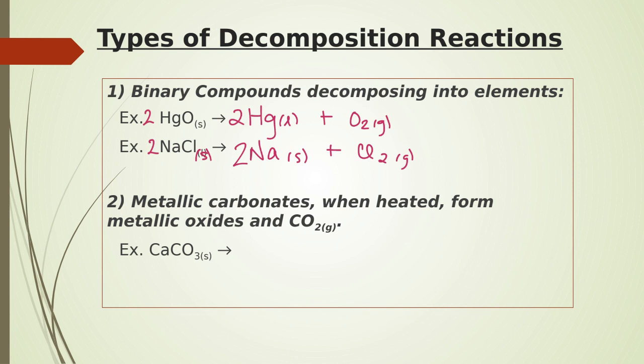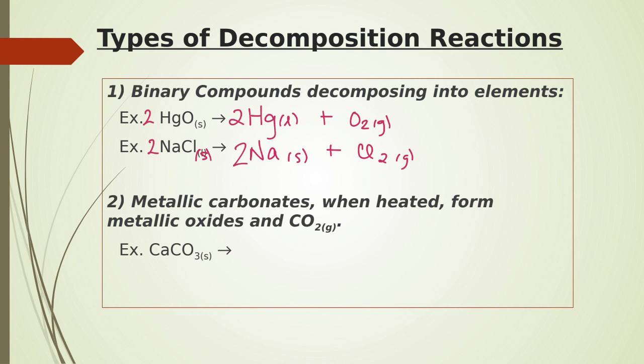Another type of decomposition reaction that will be new to you is metallic carbonates. So this is when we have some sort of metal. Okay, we have an example of calcium carbonate in the example listed here. It could be sodium carbonate. It could be iron 2 carbonate. It could be any metal with a carbonate.